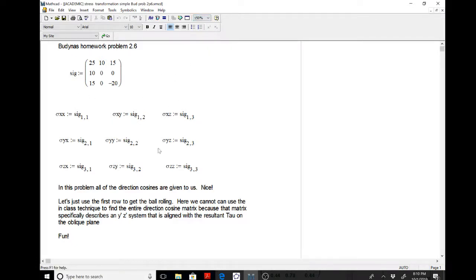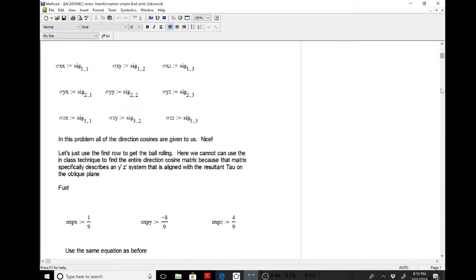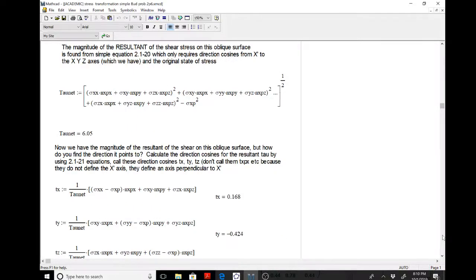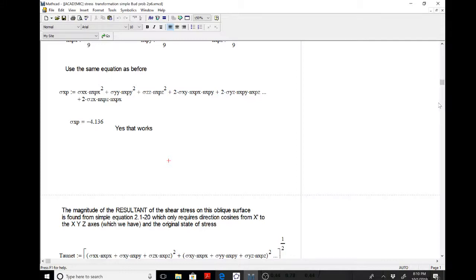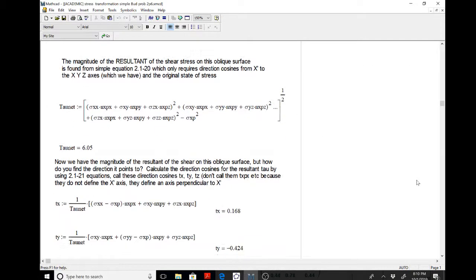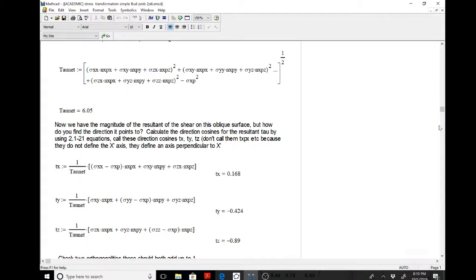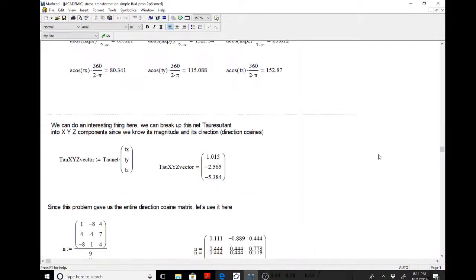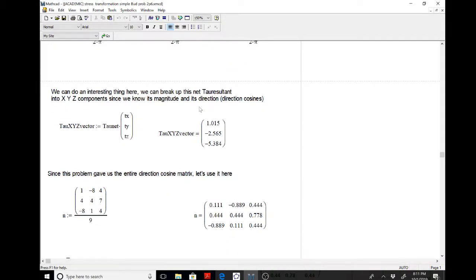So the original stress matrix, you could pluck out the sigmas from here, or you could type in the sigmas and pop it into the stress matrix. The n was given to us here, so that's kind of sweet. Tau net is that simplified method, and sigma x prime, I think you got that one down already. Get the t's, those are the direction cosines to the tau net. You don't need these angles, you really never need the angles. Not even when you're plotting it. There is the tau xyz vector.